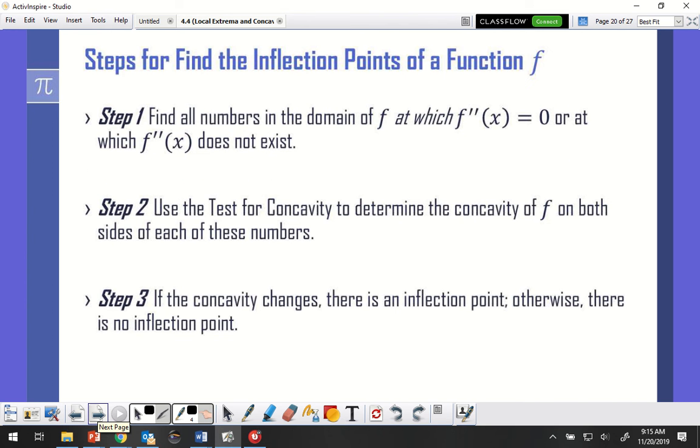Step 1: find all numbers in the domain for which f double prime is equal to 0 or does not exist. Use the test for concavity to determine the concavity of f on both sides of each of these numbers. If the concavity changes, there is an inflection point. Otherwise, there is no inflection point. So what would that be if there's no inflection point? It's just all going to be the same concavity, isn't it? Even though I'm going to have some critical number there, my concavity is going to stay either positive or negative.